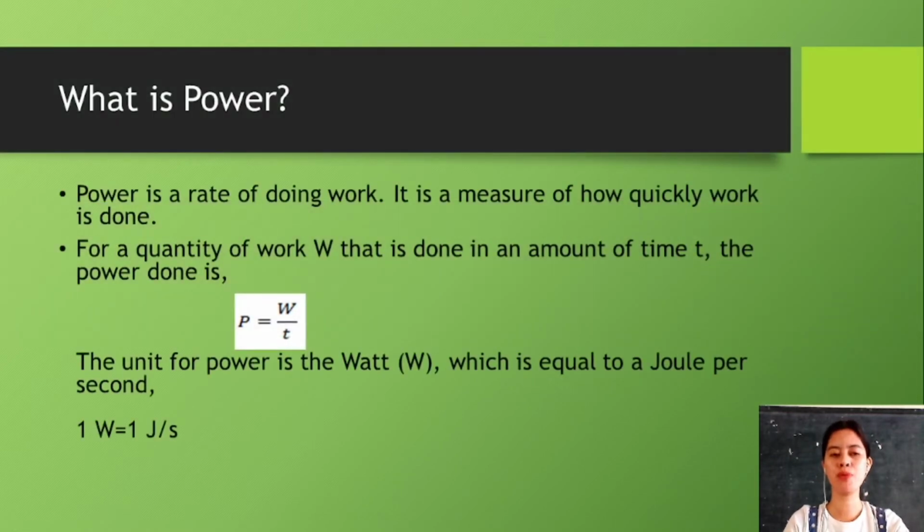I'm Cynthia Sanico, and I'll be reporting on power. So, what is power? Power is a rate of doing work. It is a measure of how quickly work is done. For a quantity of work that is done in an amount of time, power is equal to work over time. The unit for power is the watt, which is equal to a joule per second. 1 watt is equal to 1 joule per second.